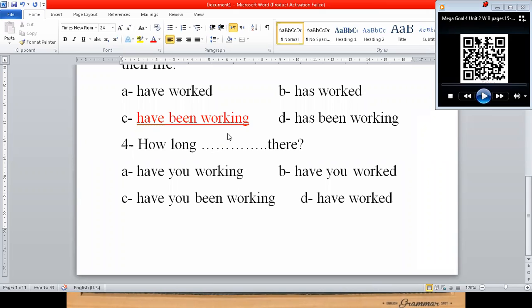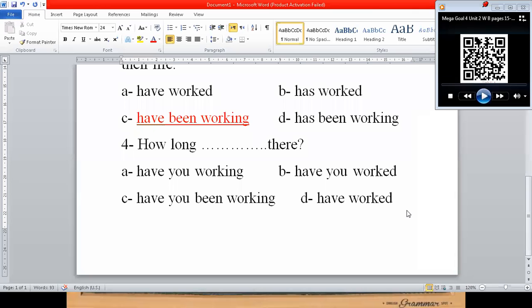Unfortunately, that's the wrong answer, Ahmed. "Have you worked" is the present perfect simple. Okay, I will ask Muhammad Magdy to say the answer. I want you to stay with us, Ahmed.